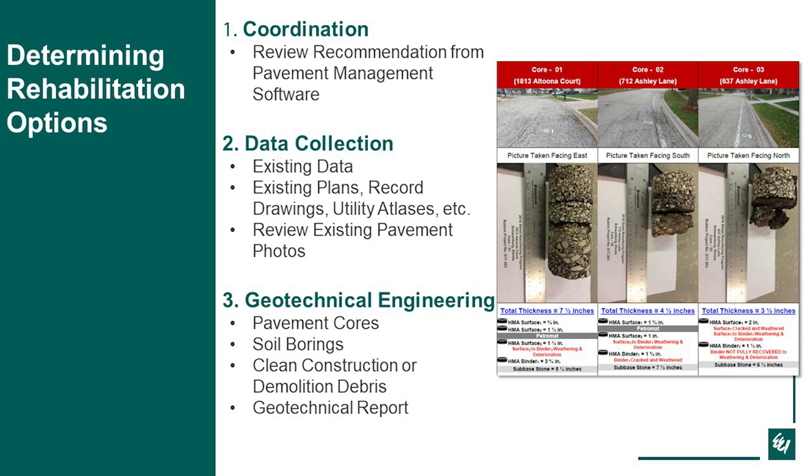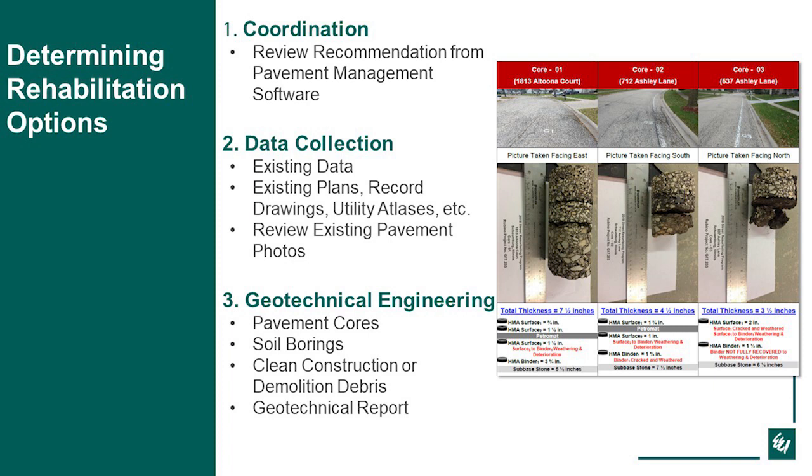You want to do your data collection, get your existing data, try and gather any existing plans or any existing information on the roadway, get your geotechnical engineering done, pavement cores, for sure. So what's shown there obviously is some pavement cores, and what's important about that is that's going to tell you what your existing pavement section is. How thick is your existing asphalt? How thick is your sub-base stone below? That will tell you a lot of times whether or not the existing pavement section's adequate based on the traffic and the roadway functional class that you have.